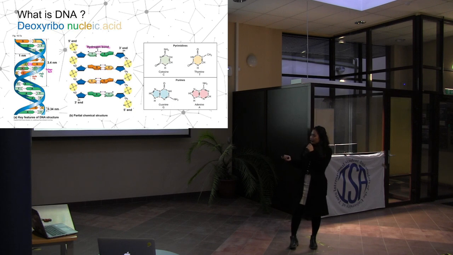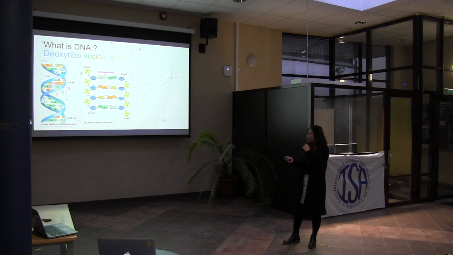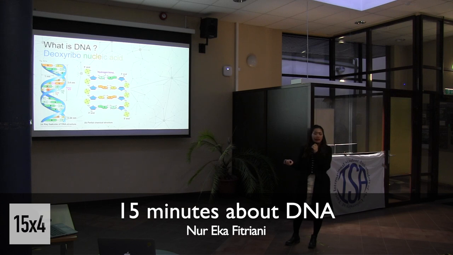And if we zoom out, it looks like this. Actually, the name itself stands for what it is. It really is. So here we have these two blue and yellow things, which we call the sugar and phosphate backbone.